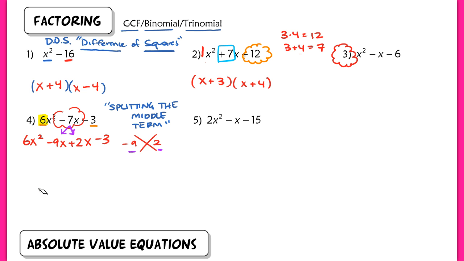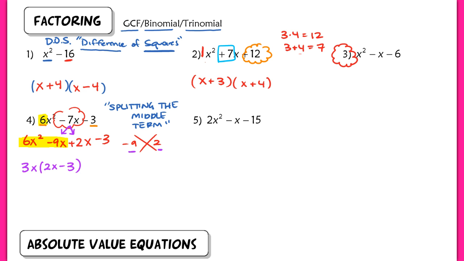Now at this point, here's where we start factoring. We're going to take the first two terms, group those together, and take out the GCF. The GCF between 6x squared and -9x would be 3x. So left over, I have 2x minus 3 in parentheses.